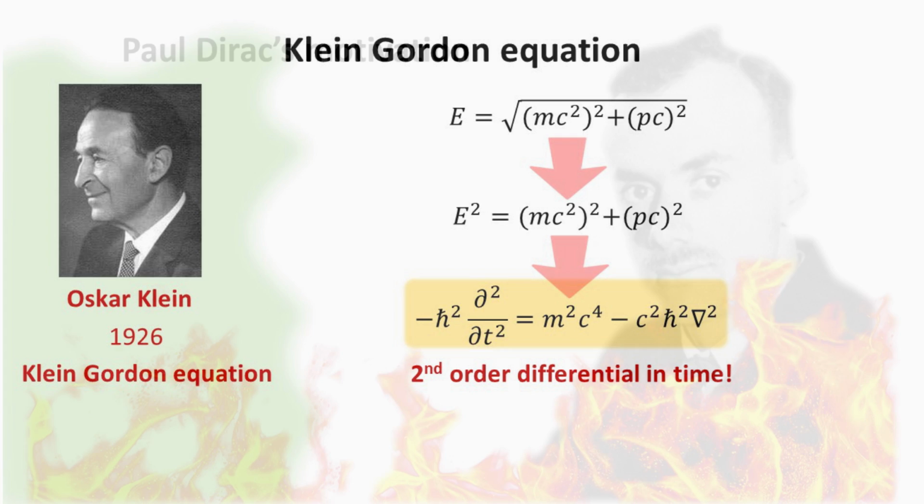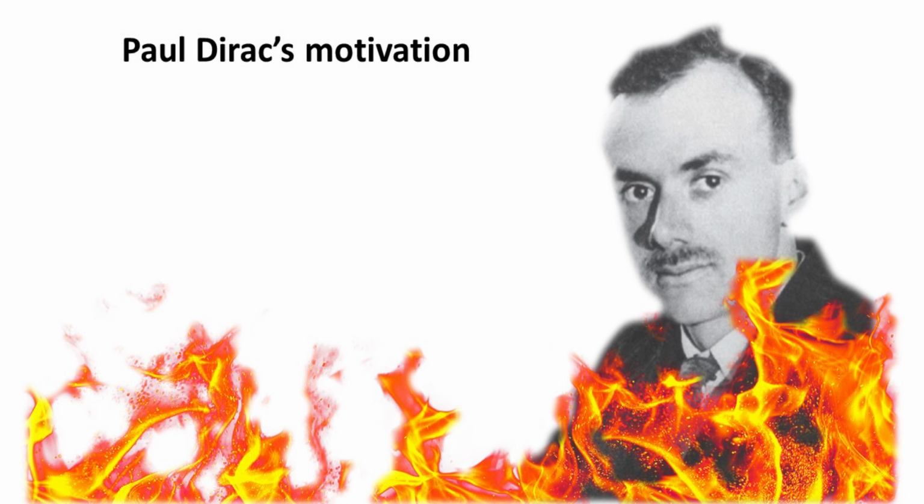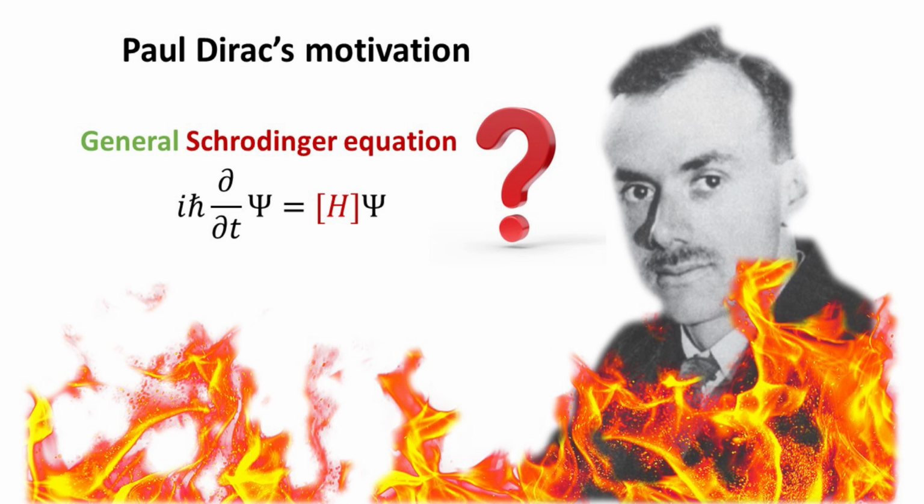At that time, Paul Dirac was also working on a relativistic wave equation for quantum mechanics and became aware of the Klein-Gordon results. However, he found this to be intolerable. Paul Dirac believed that the general Schrödinger equation, which described the quantum state evolution in first-order differential in time, should not be forsaken. In other words, Dirac was determined to find the relativistic Hamiltonian in this general form of the Schrödinger equation.